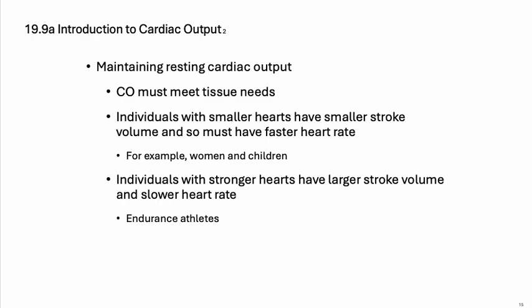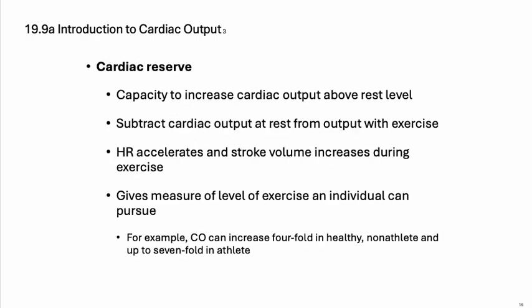Other factors have to do with the strength of the heart. The second point here is individuals with stronger hearts have larger stroke volume and a slower heart rate. So if you have an increase in one and a proportional decrease in the other, then your actual cardiac output is going to stay about the same. This is things like endurance athletes, whose resting heart rate can be extremely low. The heart rate is lower, but the efficiency of the heart is still very high. In other words, the stroke volume itself is greater even with a lower heart rate, so the cardiac output is going to be about the same.